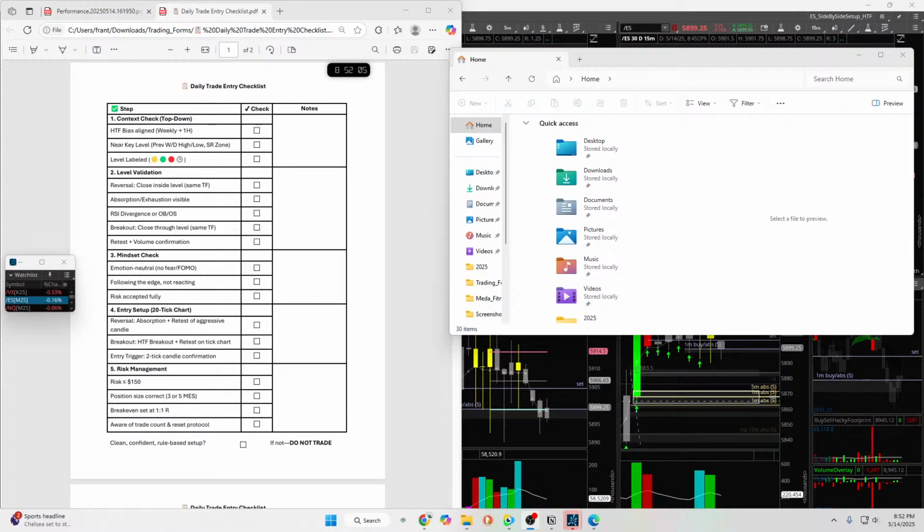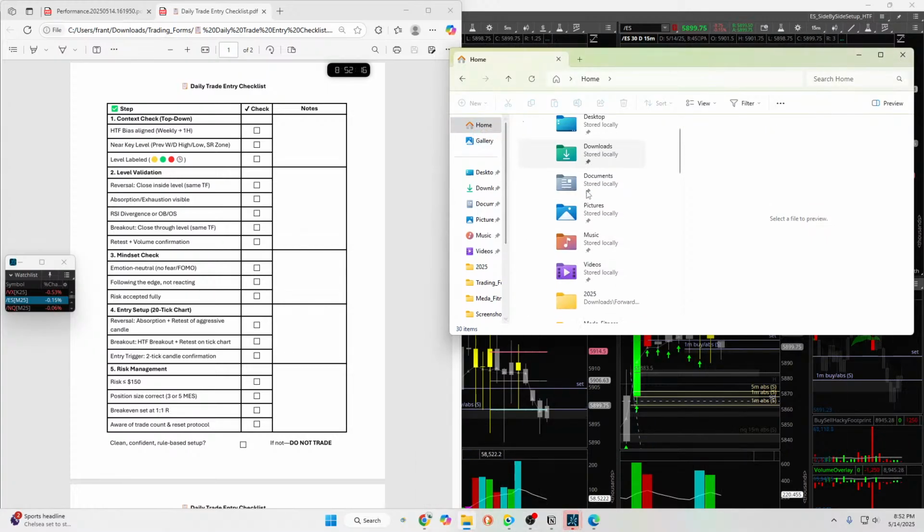All right, today is May 14th, 2025. I took one trade today. Let's go over the screenshot.